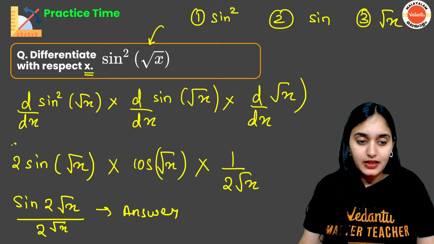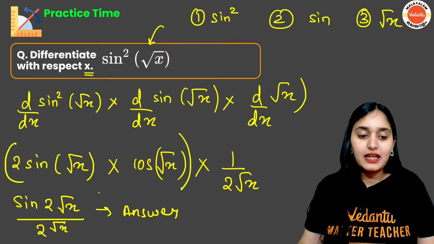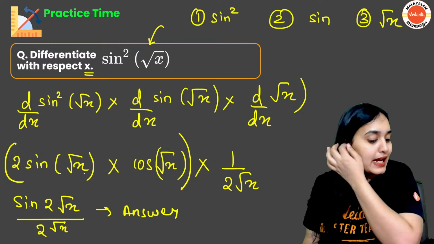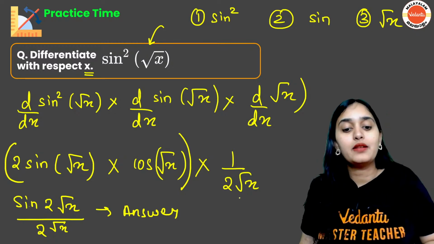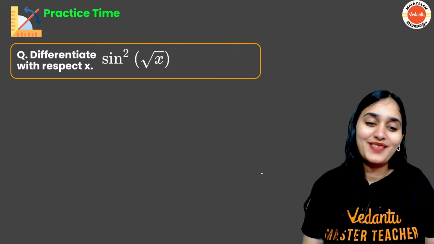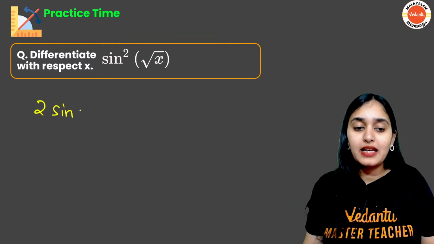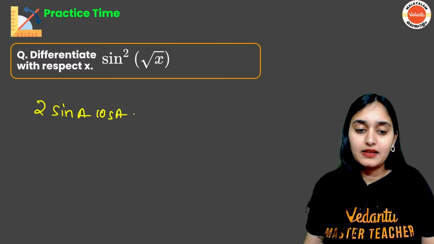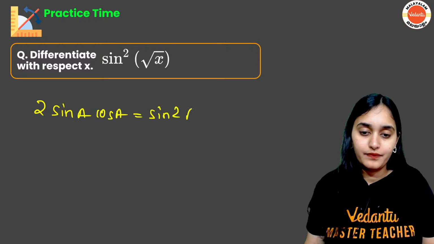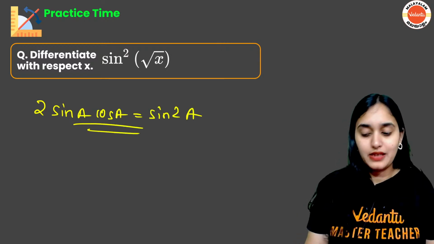Because this into this is sine 2x. Sine 2 root x. And divided by 2 root x. That's your answer. Alright. Basically, I have used the formula 2 sine A cos A is equal to sine 2A. This formula was used there. Okay.